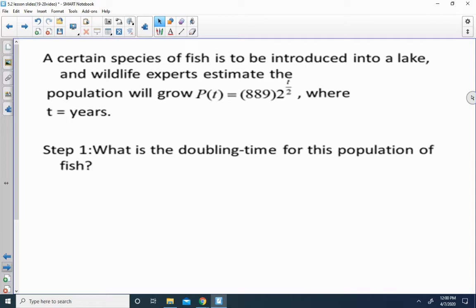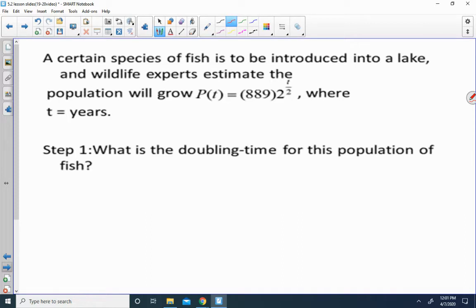So let's say we have a typical example. It says a certain species of fish is to be introduced into a lake, and wildlife experts estimate that the population will grow according to this equation, where t equals the number of years. Given this equation, we need to find the doubling time for this population of fish. Okay, that was a lot of information at first.